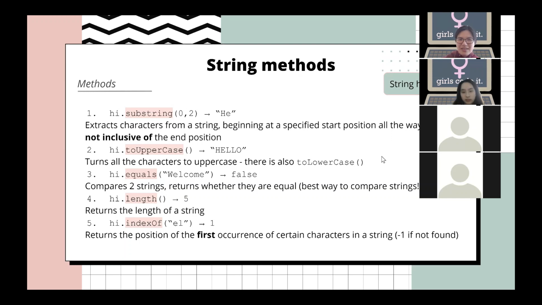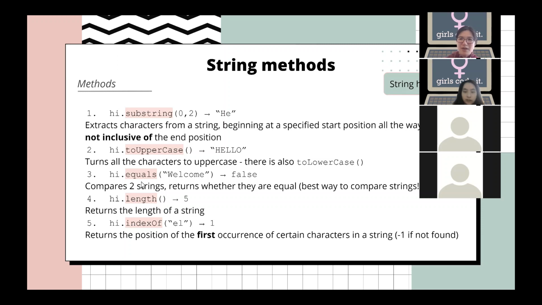All right. So just remember that it basically gets everything starting from the first index all the way up until, but not including, the second parameter. And then you can also do toUpperCase, which will make everything capitalized. There's also another method called toLowerCase, which will lowercase everything.